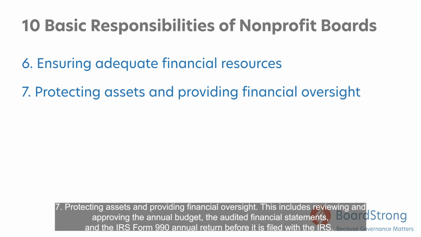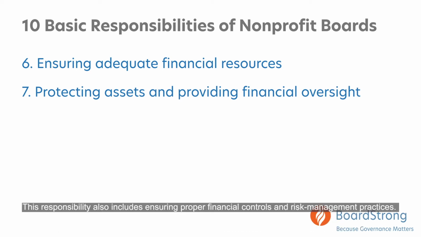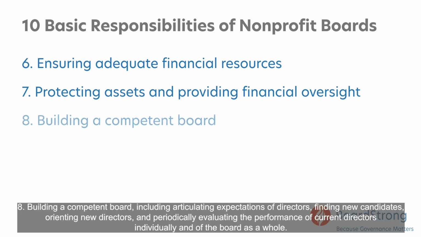This includes reviewing and approving the annual budget, the audited financial statements, and the IRS Form 990 annual return before it is filed with the IRS. This responsibility also includes ensuring proper financial controls and risk management practices. 8, building a competent board, including articulating expectations of directors, finding new candidates, orienting new directors, and periodically evaluating the performance of current directors, individually and of the board as a whole.